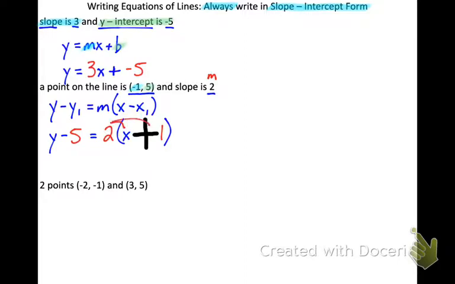Now I can go ahead and get my y by itself, so I can get it into slope-intercept form. So there, and then I can add my 5 to the other side, and I get y is equal to 2x plus 7.